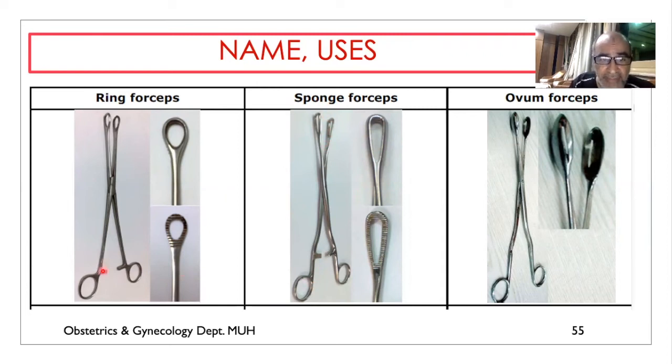You should know that this instrument and this instrument have locks. This is a lock and this is a lock, while these have no lock. This is an ovum forceps, which is used for evacuation of uterine contents in cases of missed abortion, incomplete abortion, or inevitable abortion. And the contents are grasped between these oval plates.